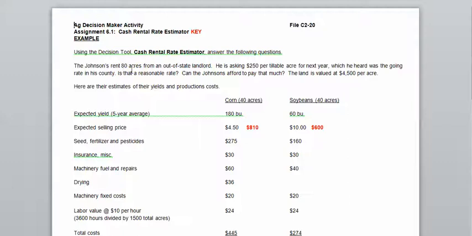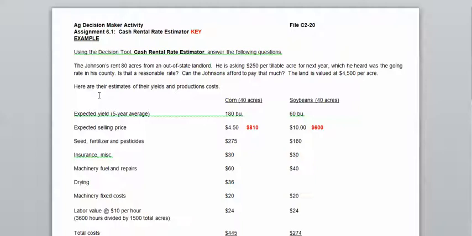the Johnsons rent 80 acres from an out-of-state landlord. The out-of-state landlord is asking $250 per tillable acre for the next year, which you heard was the going rate in his county. Is that a reasonable rate? Can the Johnsons afford to pay that much? The land is valued at $4,500 an acre.